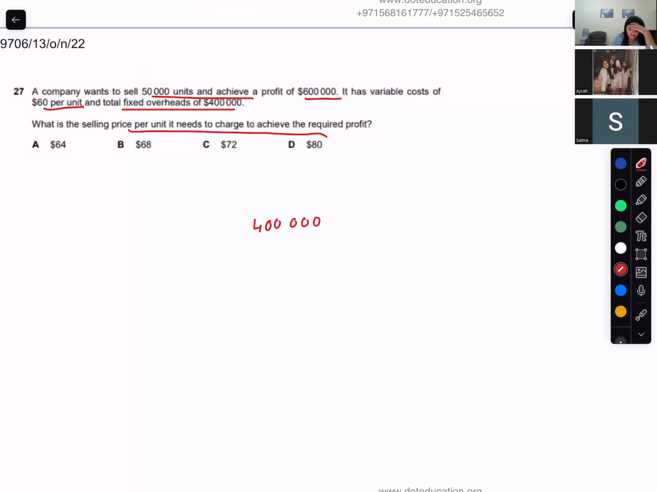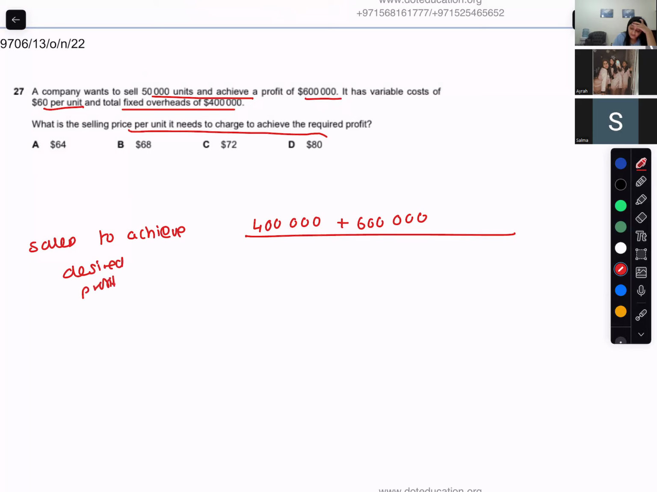Fixed cost is 400,000 and desired profit is 600,000. So we know sales to achieve desired profit. What is the formula for it? Sales, you mean selling price, na? So this is the fixed cost. The sales to achieve the desired profit would be fixed costs plus the desired profit divided by what?